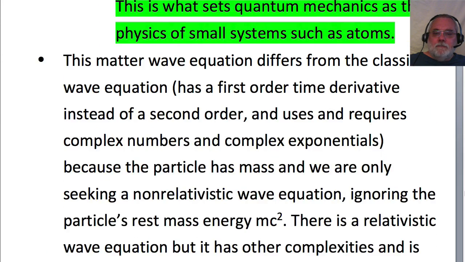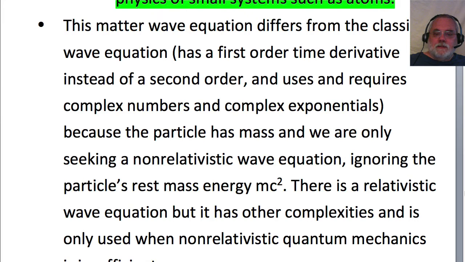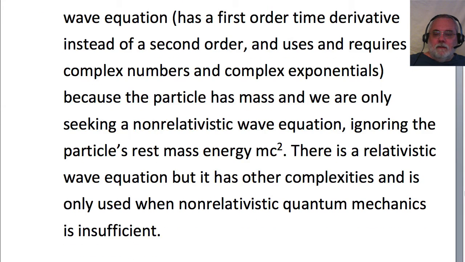This matter wave equation differs from the classical wave equation, has a first order time derivative instead of a second order. It uses and requires complex numbers and complex exponentials because the particle has mass and we're only seeking a non-relativistic wave equation, and we're ignoring the particle's rest mass energy, mc squared. There is a relativistic wave equation, but it has other complexities, and it is only used when non-relativistic quantum mechanics is insufficient. So we won't cover it.